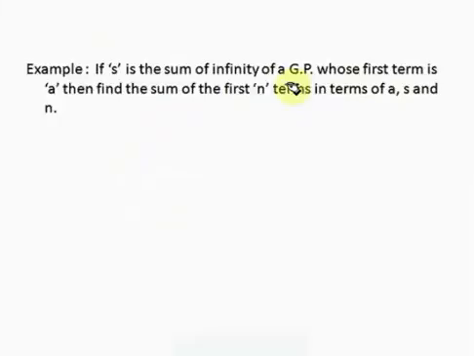If the sum to infinity of a GP whose first term is A is S, then find the sum of the first n terms in terms of A, S and n. It states that the sum to infinity of the GP, A upon 1 minus R, is S, and the first term is A. We have to find the sum of n terms in terms of A, S and n.